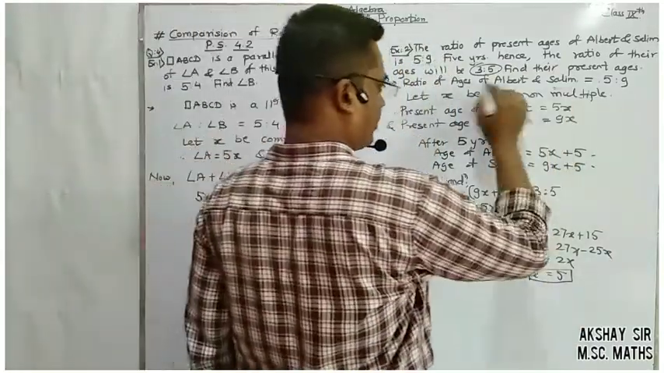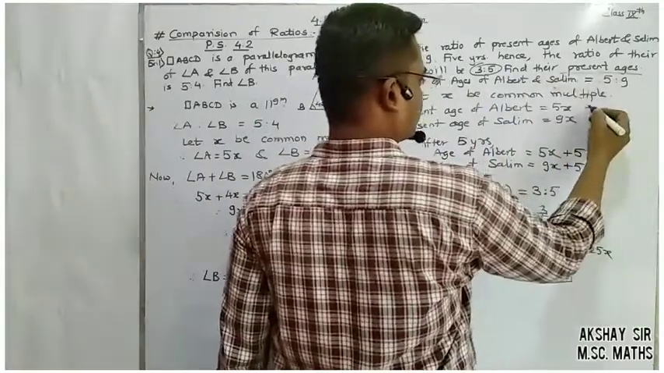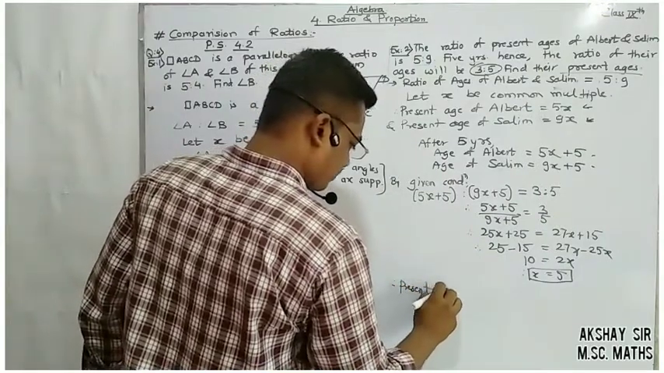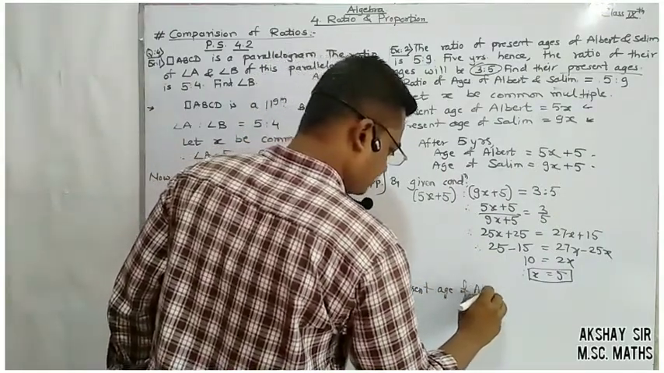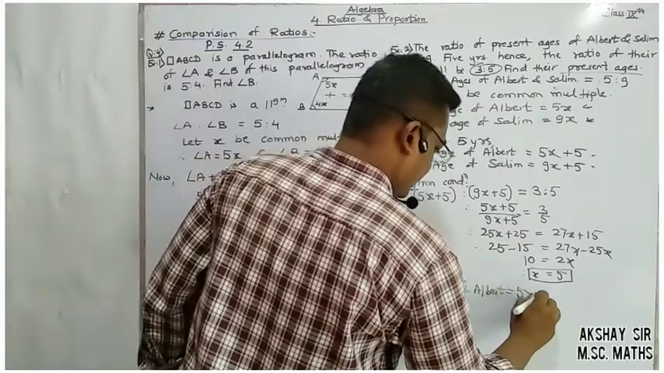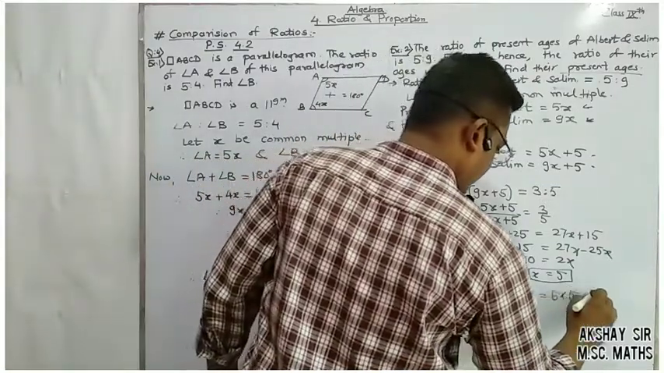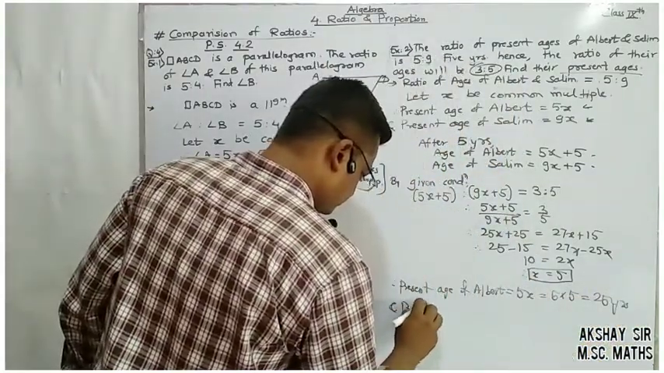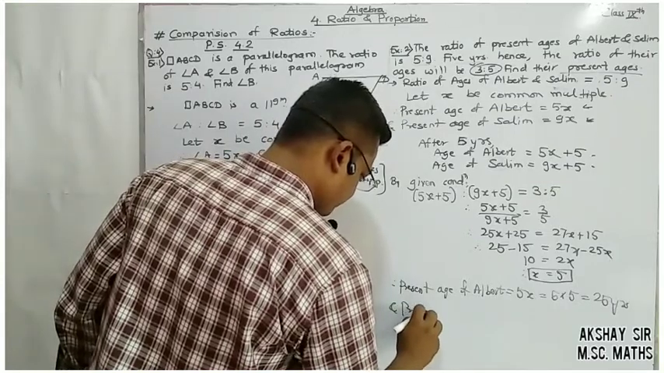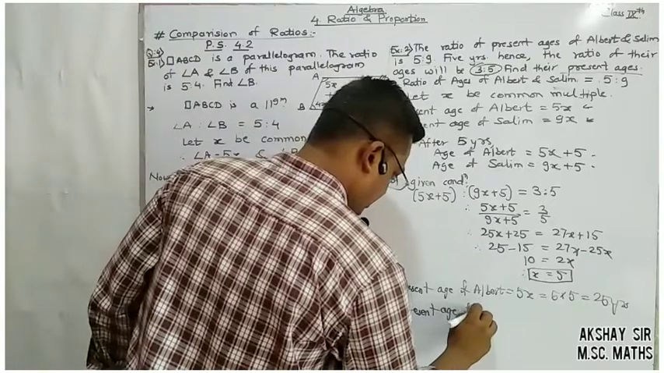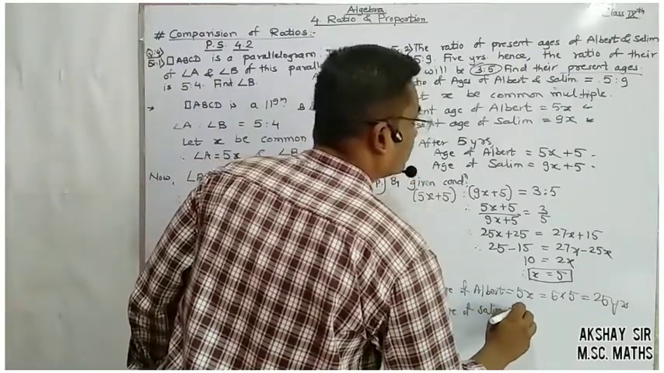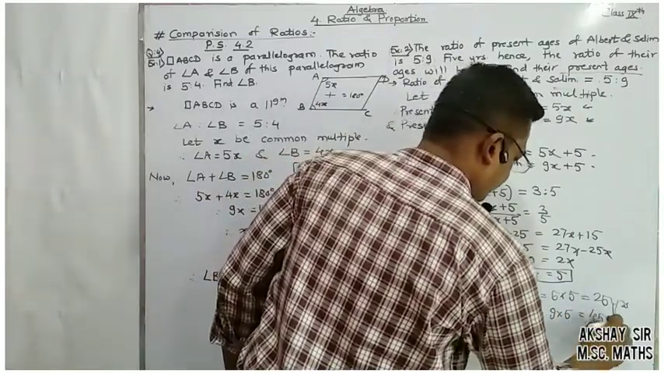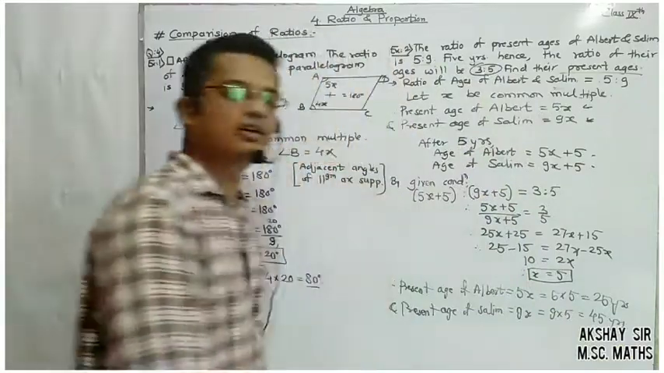Let us put it here in the present ages. We have to find the present ages. So we will put it here. Therefore the present age of Albert, which was given as 5x, will be 5 into 5, that is 25 years, and the present age of Salim will be 9x, that is 9 into 5, 45 years. So this finishes the solution of the second one.